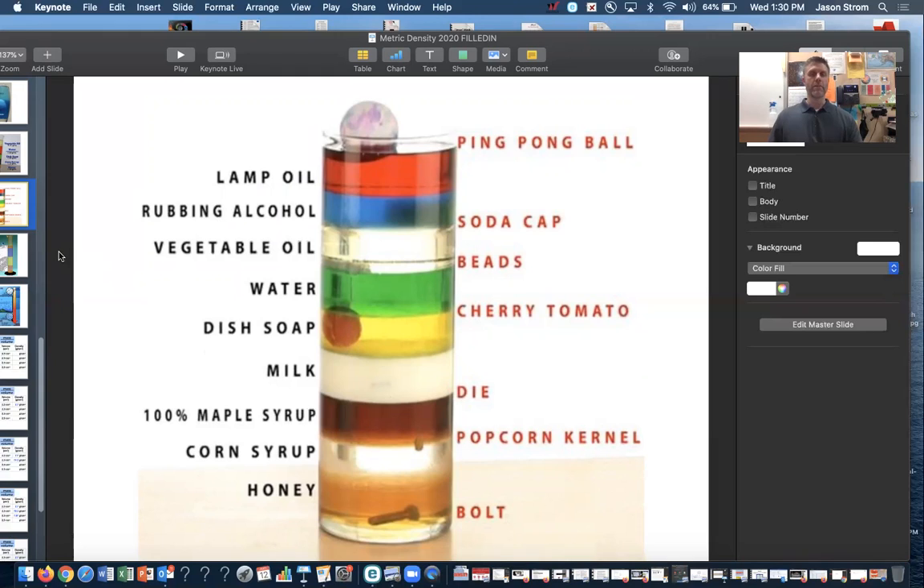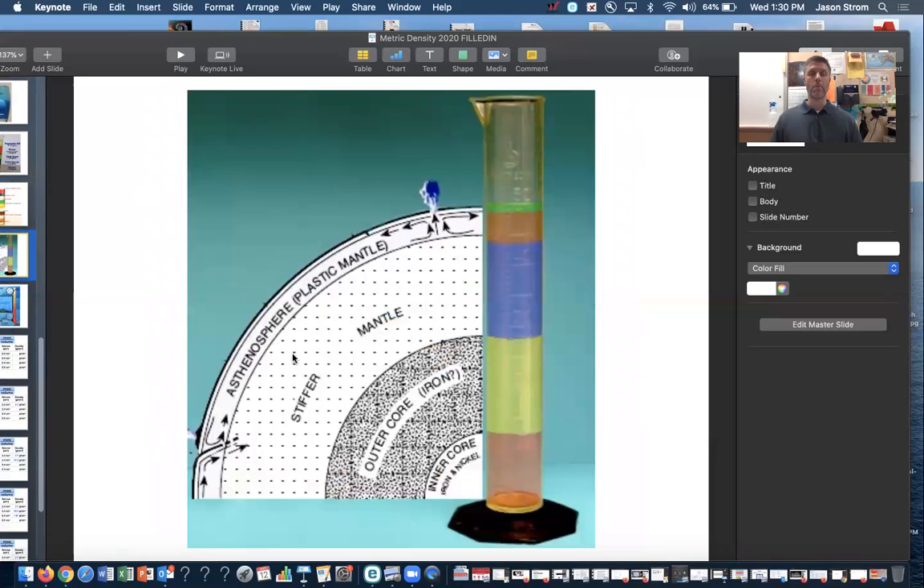All right, so the way that density relates to earth science and its importance is because of the earth's layers. Because of density and the differences in density, that's why the earth has layers and why the earth's layers are arranged the way that they are.